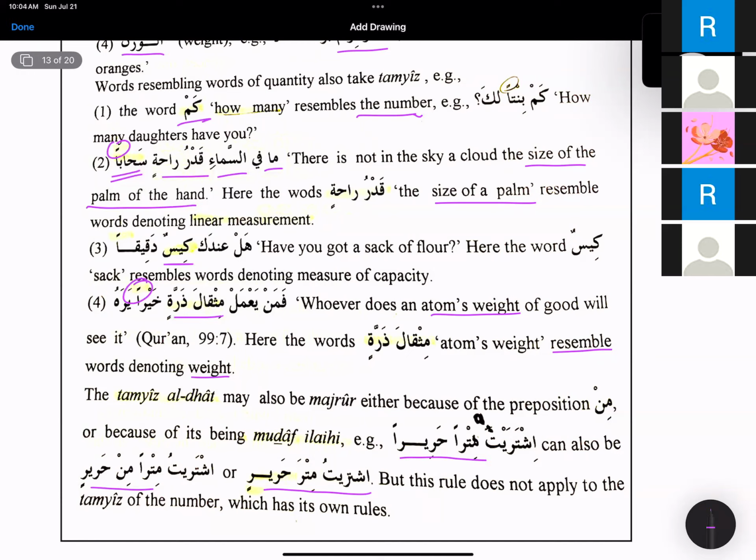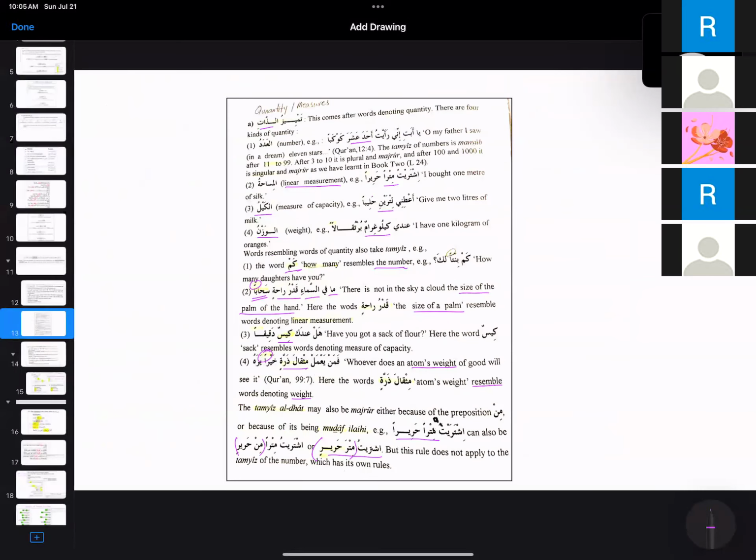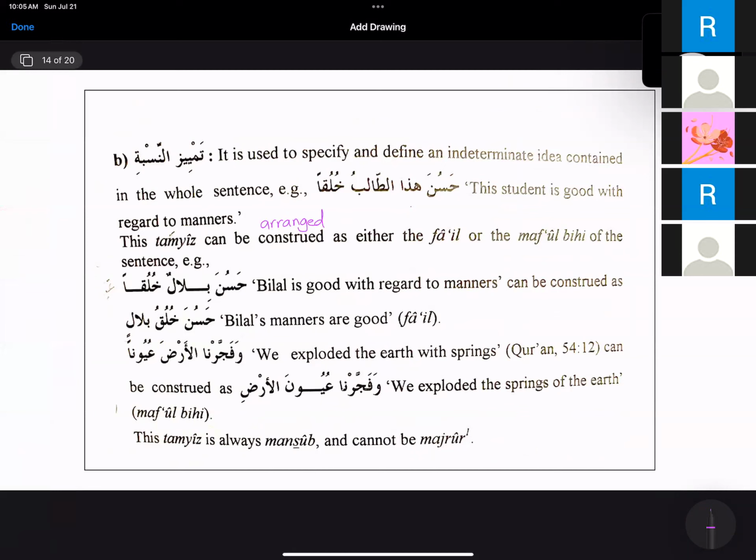And the interesting thing is that with all these scales of measurement, sometimes we can have min with that. And in that case, obviously when min is there, we're gonna have a jar majrur fragment, but actually this jar majrur fragment is tamiz. We are going to call it fi mahalli nasab. Yeah, exactly. So we're gonna say it's tamiz. So ishtaraitu mitra haririn. We can also construct it as an idafa fragment. Or we can bring min. So it is interesting. Then tamizu nisba is basically when the whole sentence is not clear, and that's why we need to bring the tamiz.